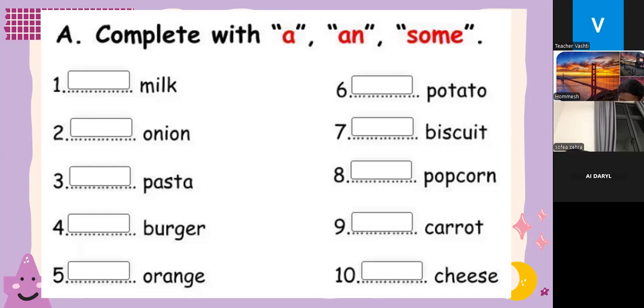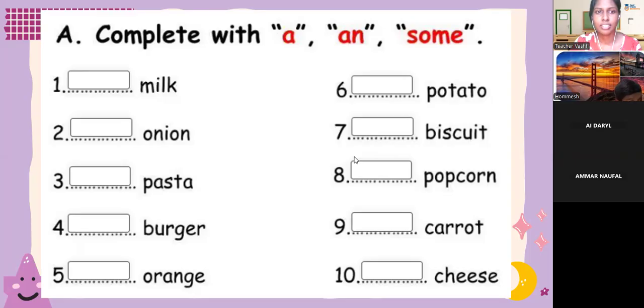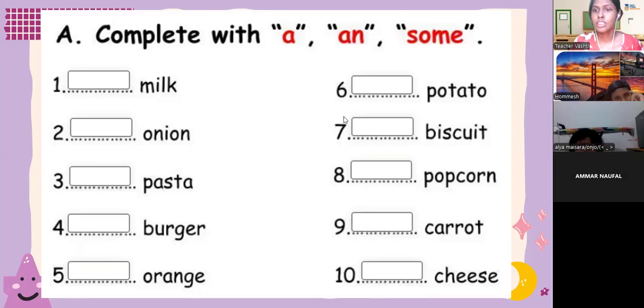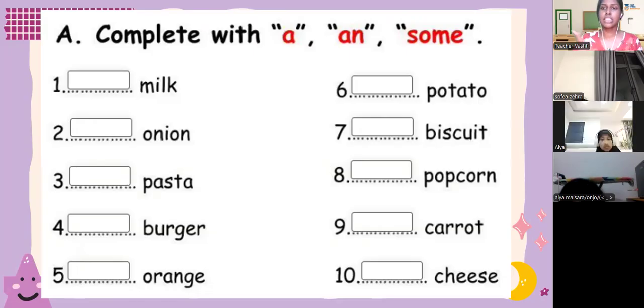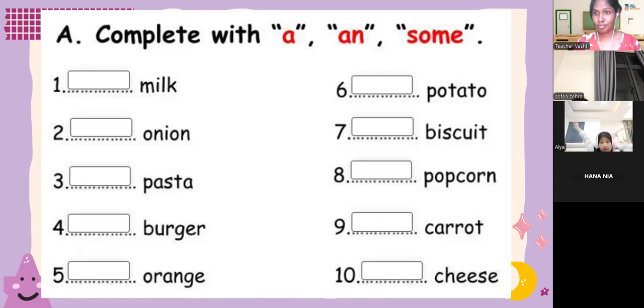All right, all of you done? No. I think I'm going to use a timer. I'm going to give you 2 minutes. Let's see who can be done within these 2 minutes. Okay, I reduce it to 1 minute.